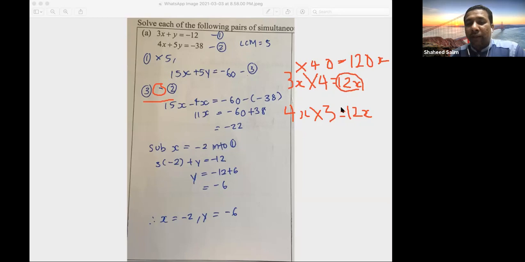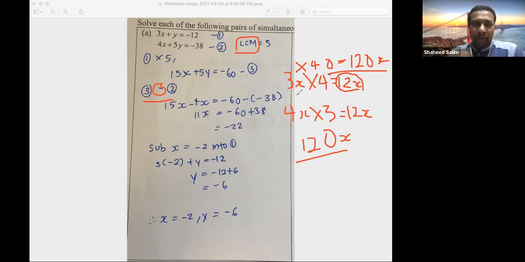I can also times this by 30 and make it 120x. No problem. But this is not the lowest. It's not wrong. You must remember the whole purpose of this is to get rid of one of the x or y, the unknown. So you can times any number, but your teacher used the word LCM here. Why? She's recommending that you use the smallest number.